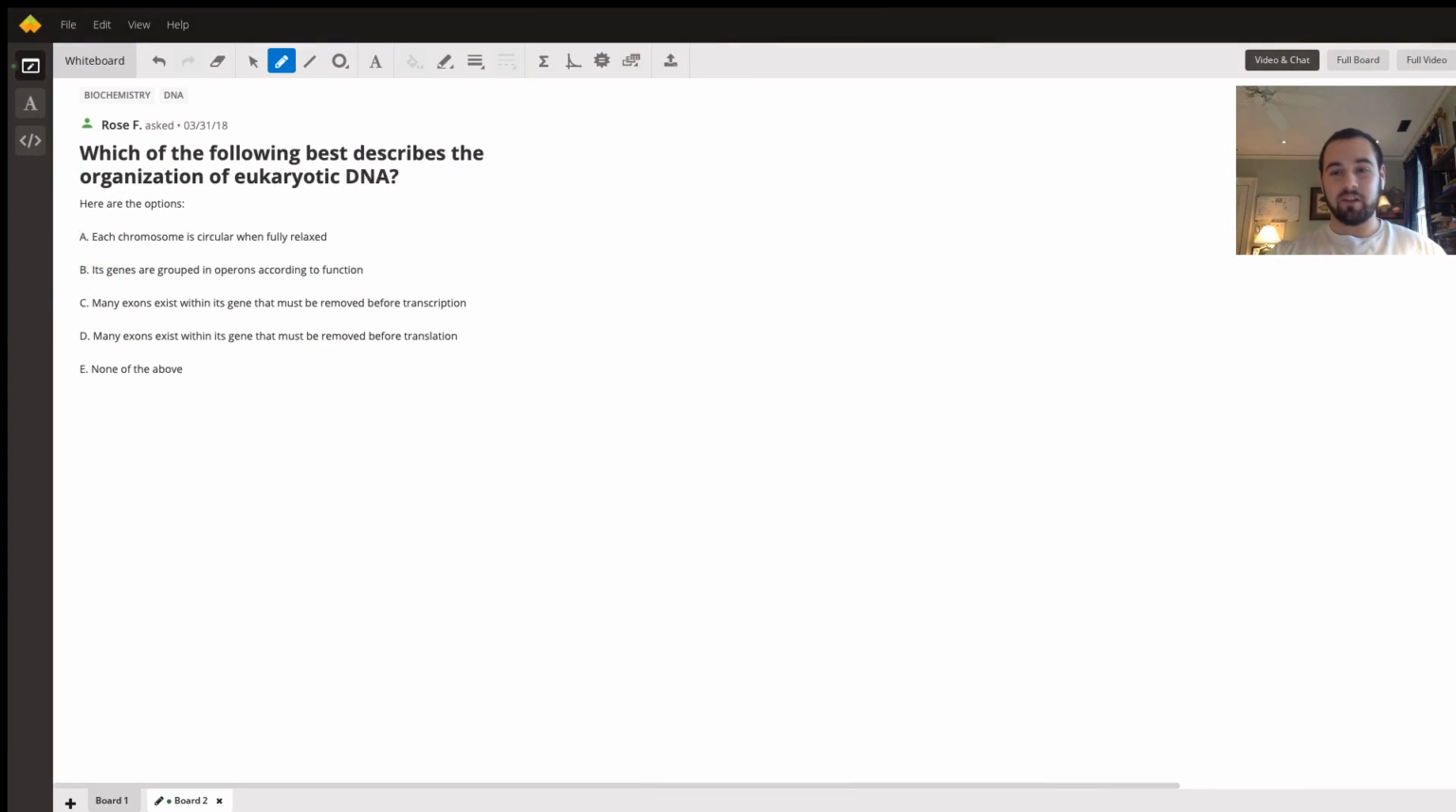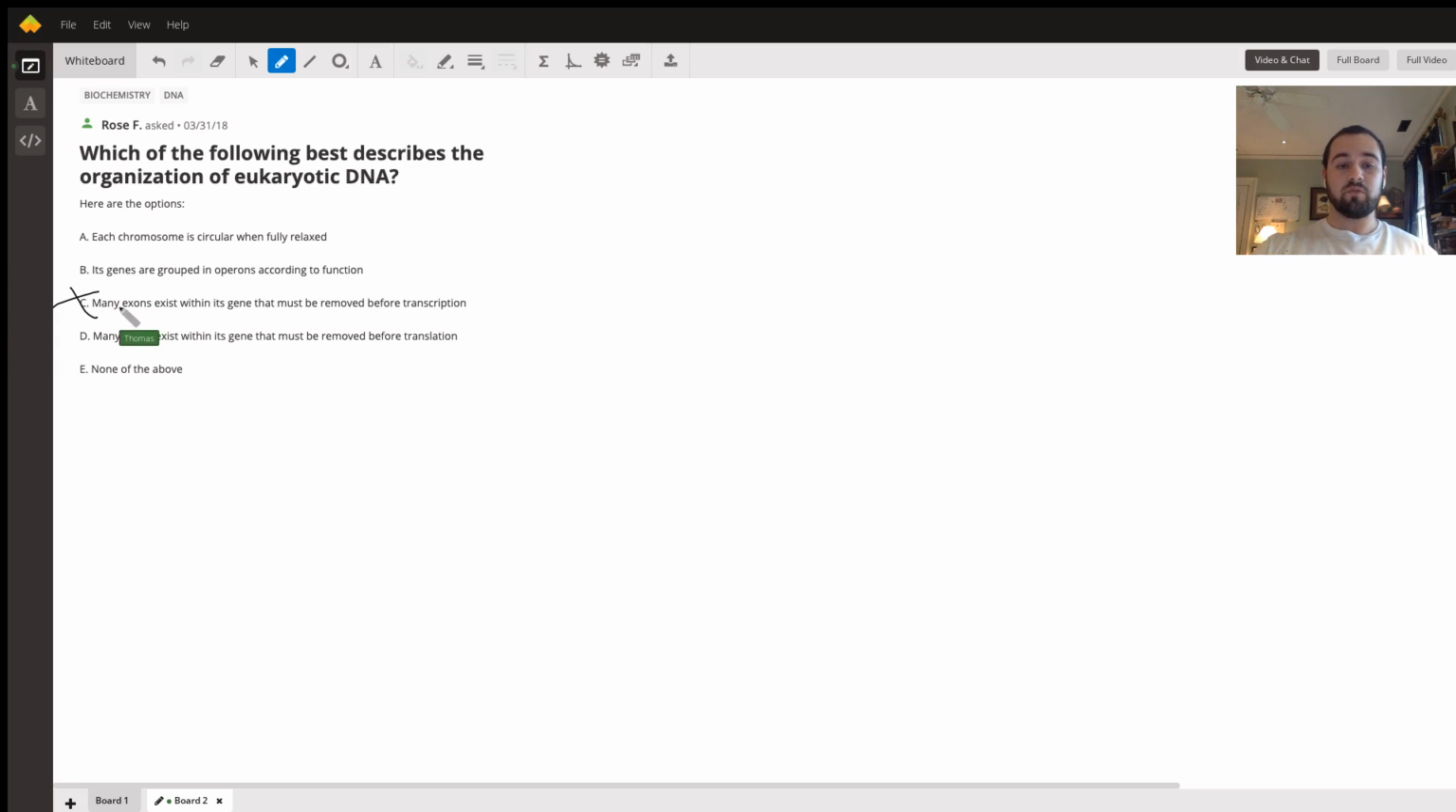Okay, so this is how I would approach it. First of all, I'm going to look for any answer choices that are simply not true in and of themselves. So in looking at the answer choices, choice C is actually inaccurate because exons exist in the immature mRNA molecule that is, in fact, transcribed.